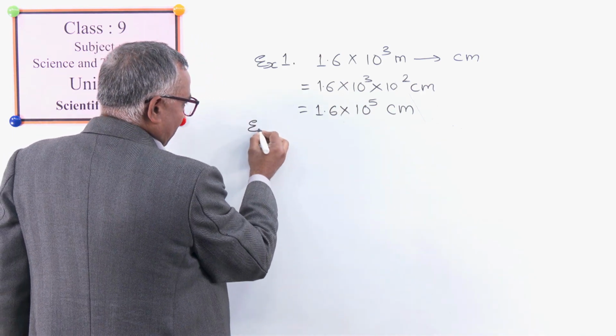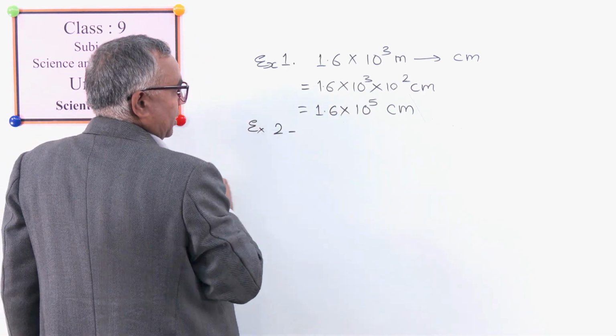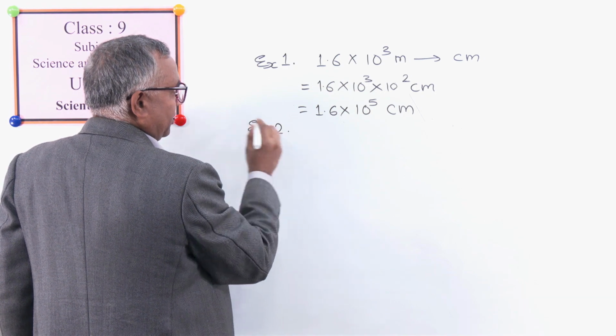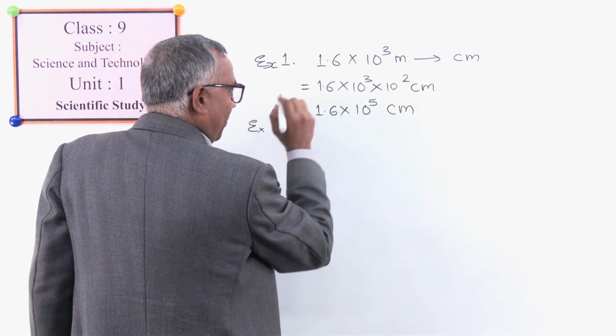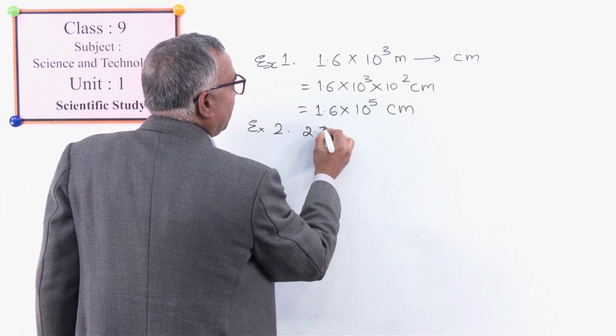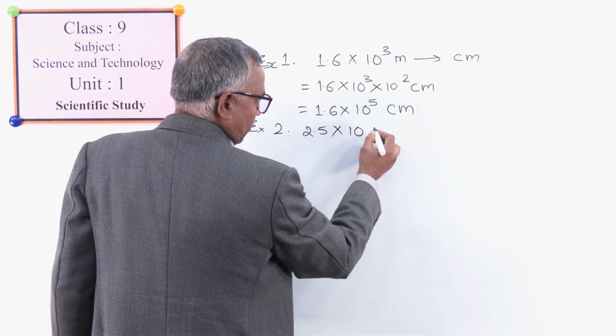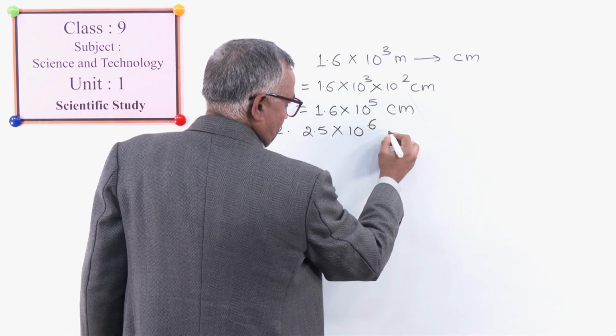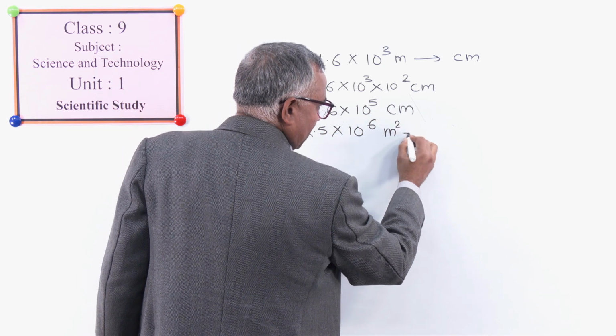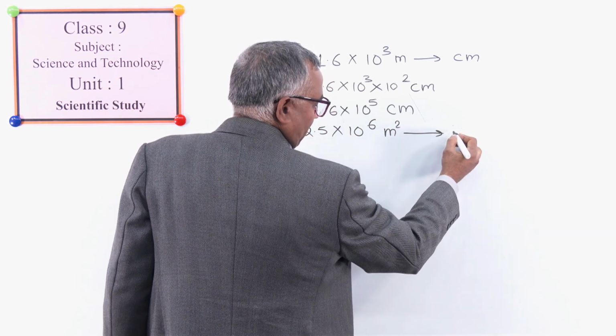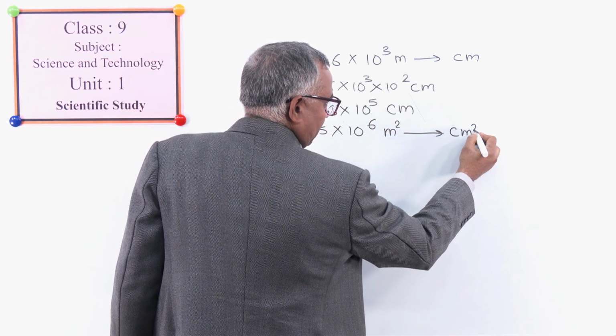Now next example, just discuss about it. It is a little bit complex. Consider 2.5 into 10 to the power 6 meter square has to be changed into centimeter square.